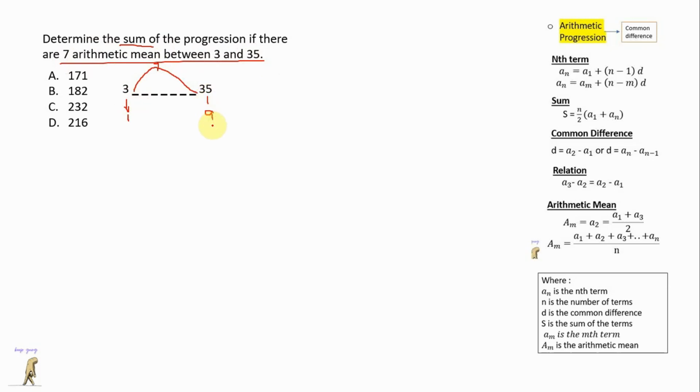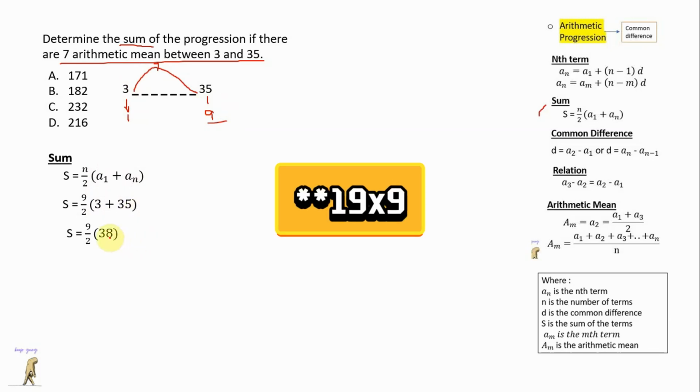Next, we can solve this sum by using our formula here. So let's put it here, okay? Then let's just substitute every given that we have. We have 9 here, which is our n, the number of terms. Then a sub 1 is 3, and a sub n is 35. We just need to simplify more. 35 plus 3 is 38. 38 divided by 2 is 19. And 19 times 9 is equal to 171. So we have our answer already. It is letter A here, okay?